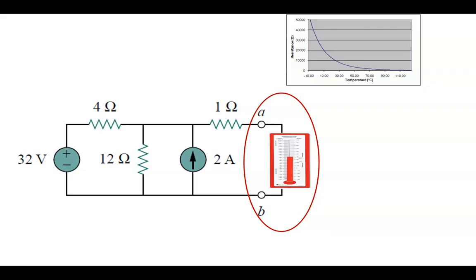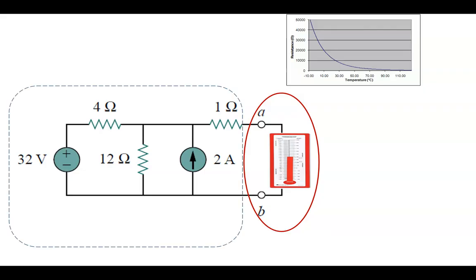So a better way is to identify the fact that, wait a second, everything in this blue highlighted box right here does not change. If that doesn't change and only one thing changes, why don't I try to see what this circuit simplifies to?